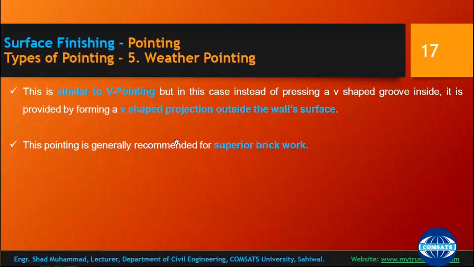All right. Fifth type of pointing is weather pointing. This is similar to V pointing. V pointing is having a V-shaped mortar joint in between a brick wall, but in this case, instead of pressing a V-shaped groove inside, it is provided by forming a V-shaped projection outside the wall surface. Now it is totally opposite of the V pointing. V pointing is inside the wall, and weather pointing is external to the wall. This pointing is generally recommended for superior brickwork.